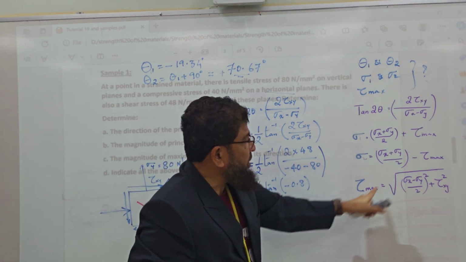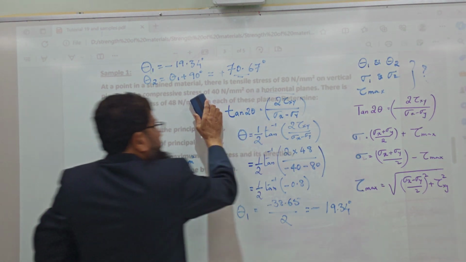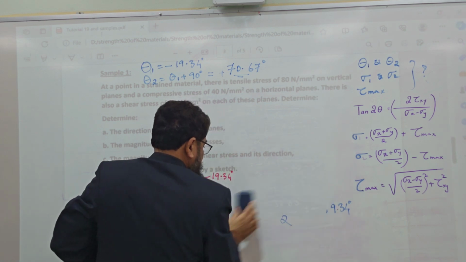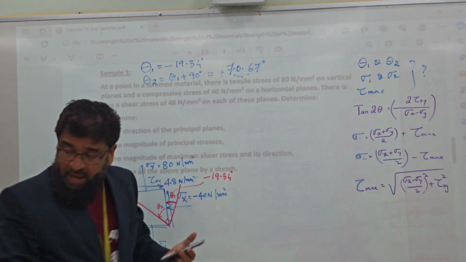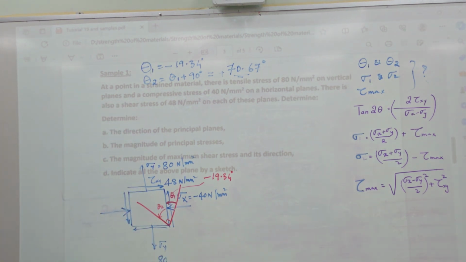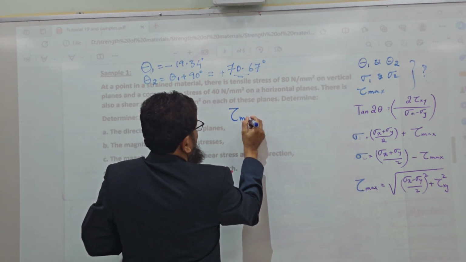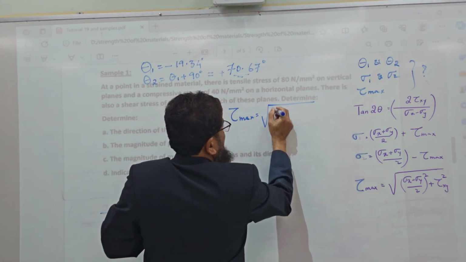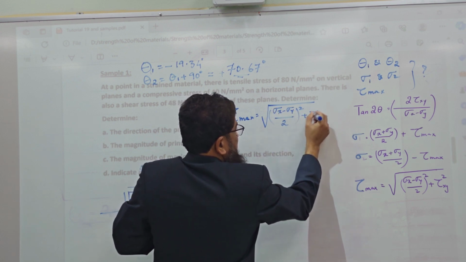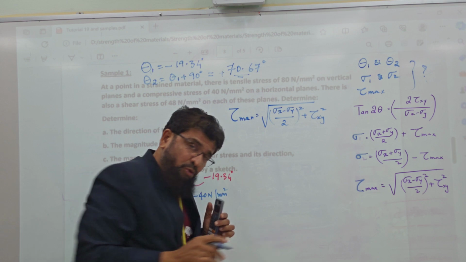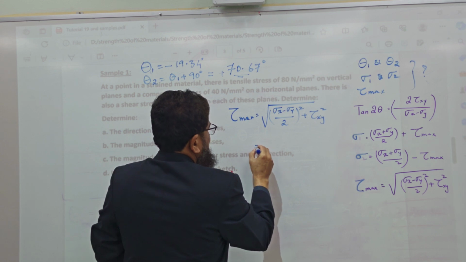Let us find out tau max, because sigma 1 and sigma 2 can be easily found once you know this. So let me remove this because the values are already there. Let me write out tau max. What is the value of tau max? Tau max is equal to square root of ((sigma x minus sigma y) by 2) whole square plus tau xy square. In the examination, first write the formulas. Understand? First write the formulas, then it is easy for you. You will not mess up.